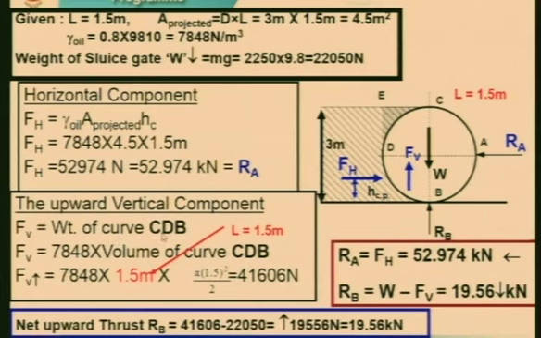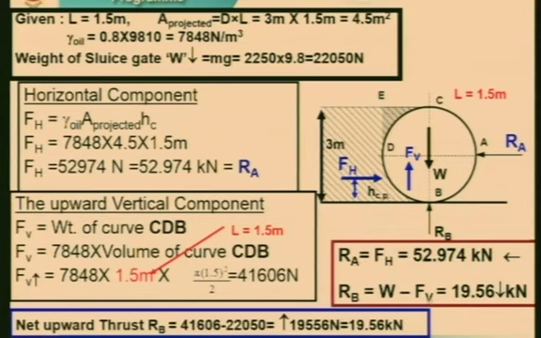So weight of the curve is equal to specific weight of the oil, which is 7848, times the volume of curve CdB, which converts to the area of the CdB, which is half of the circle, pi r square by 2, times the length of the cylinder, which is 1.5. We calculate Fv. But now we need to know what is Rb.